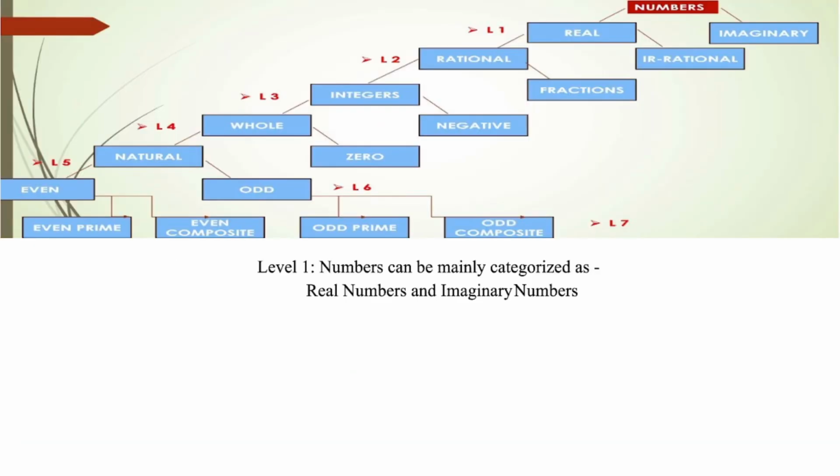Welcome to the explanation board. As we discussed in our diagram, which you can see on the screen also, we have different levels. So let's go level-wise for better understanding. As you can see in the diagram on the screen, we have level 1, and on level 1 we have two broad categories of numbers. So we can say numbers can be categorized into two parts.